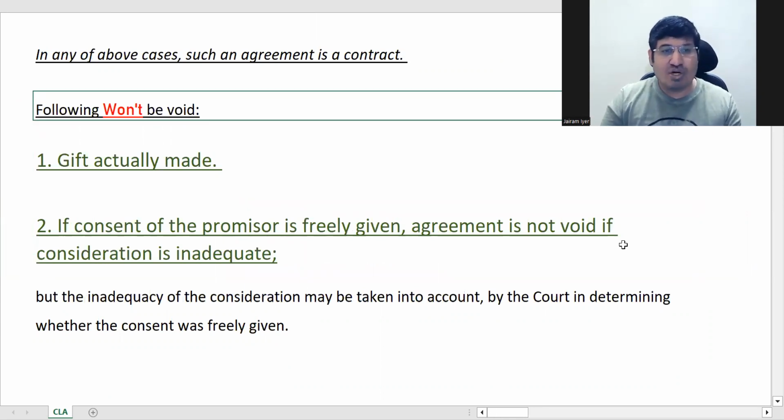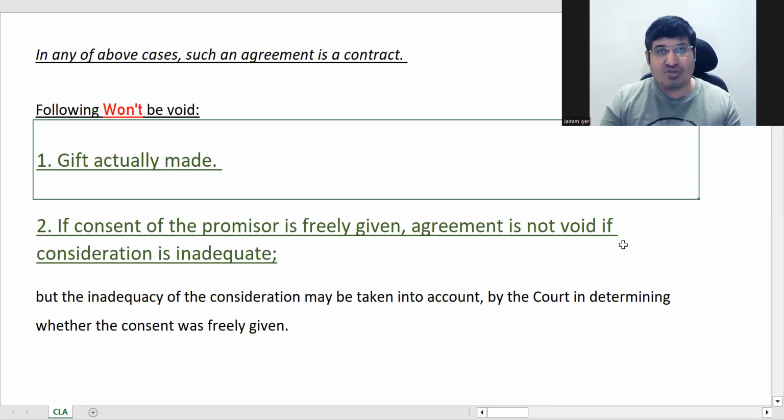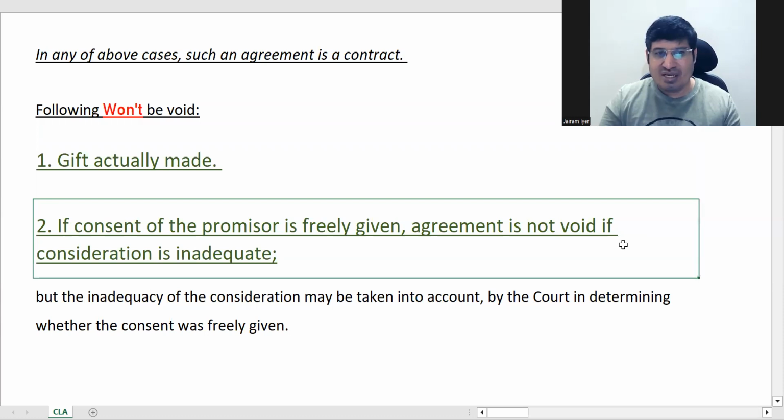So the following won't be void. What, one is a gift actually made. A gift is okay. The contract will not be void. And if consent is freely given, then inadequate consideration is okay. Why is the word freely given there? There should be no coercion.